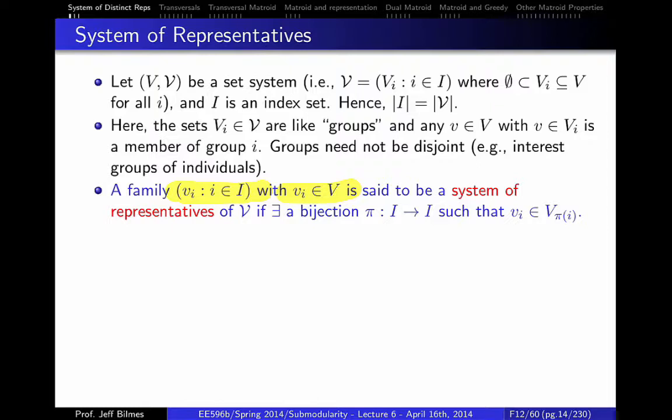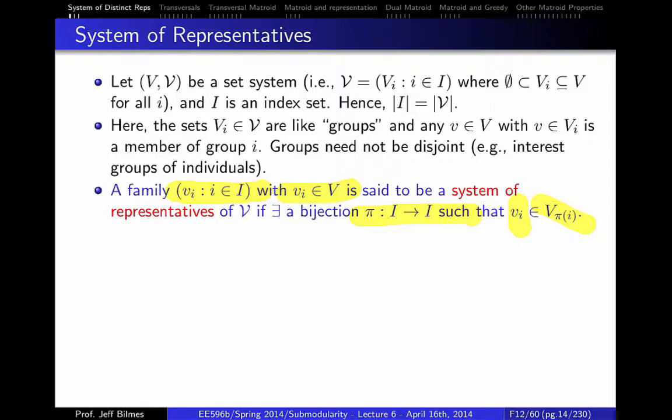The idea is that if you want to have a meeting amongst all of the groups, you don't want all of the people in the groups to come to the meeting, but you at least want each group to have a representative at the meeting. So a system of representatives would be, in some sense, the minimal set of individuals that ensures that each group has a representative at the meeting. And you can look at it mathematically by saying that there's a bijection pi from I to I, which basically ensures that v_i is a member of the pi(i)th group.